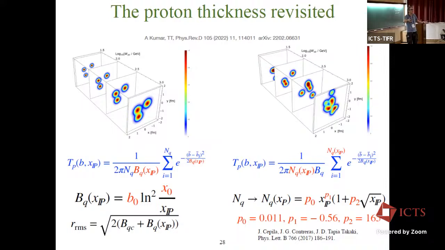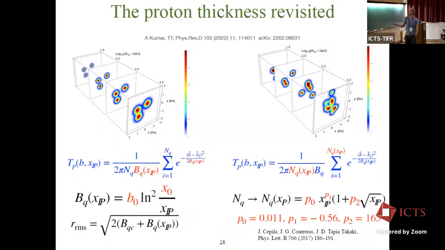The thickness function is a normalized function. So if we make the hotspots wider, it means that they also get less hot because they spread the normalization into a larger region. And we see that then the proton grows a little bit with the hotspot width here.